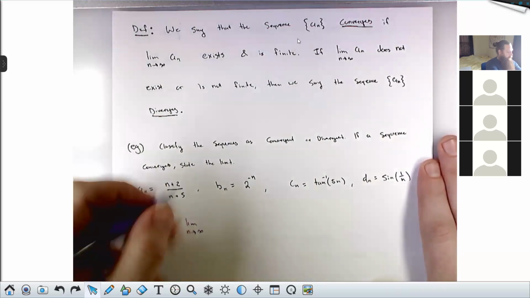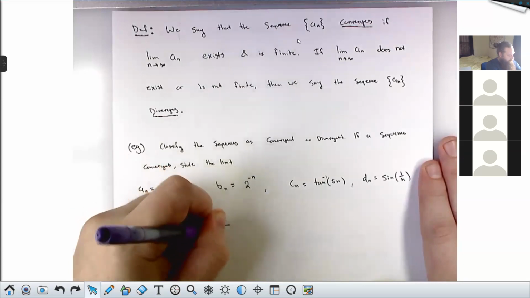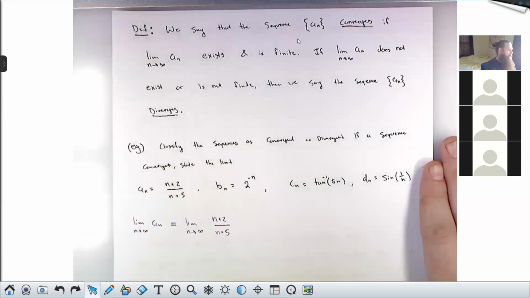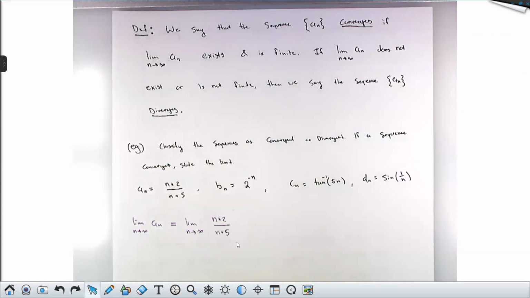This is limit n to infinity of n plus 2 over n plus 5. And the idea is you can treat the n's the same way you treat x's. So if this was limit x to infinity, x plus 2 over x plus 5, what would you do then? It's the same as it was in Calc 1. What do we do here? Plug in.